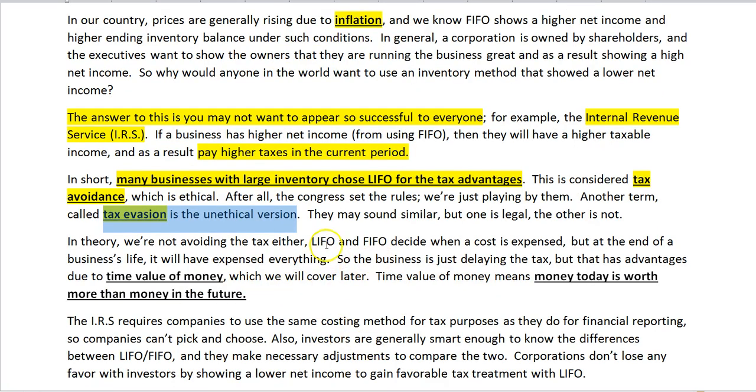FIFO and LIFO aren't really different in total, they're timing differences. It just influences the timing. Over the entire life of a business, they're going to expense the same amount under LIFO and FIFO. So this tax benefit is really getting us tax savings today. Even though the total amount we owe is going to be the same in the future, it gives us a tax advantage today, which, due to the time value of money, which says that money today is worth more than money in the future, is still a benefit to us.